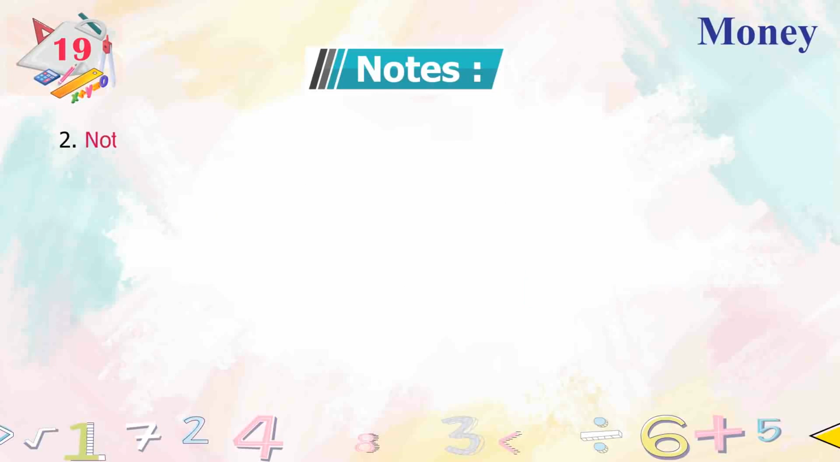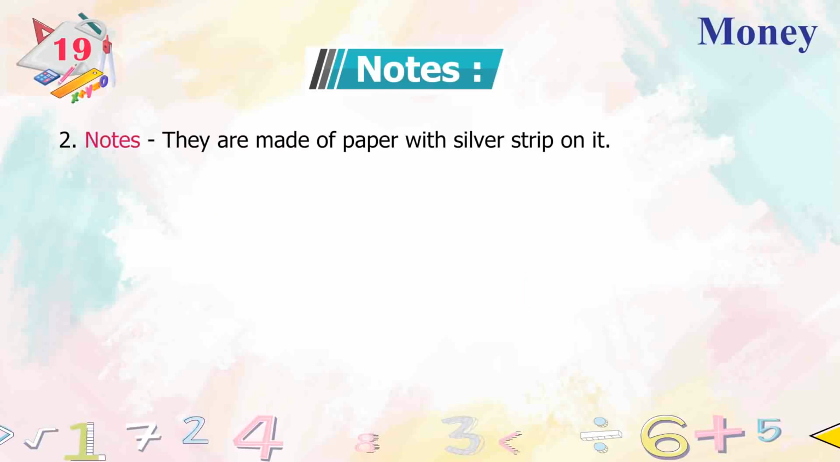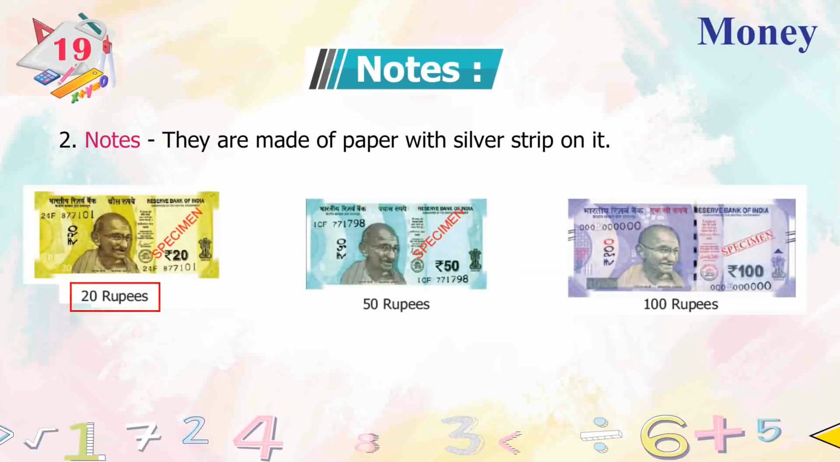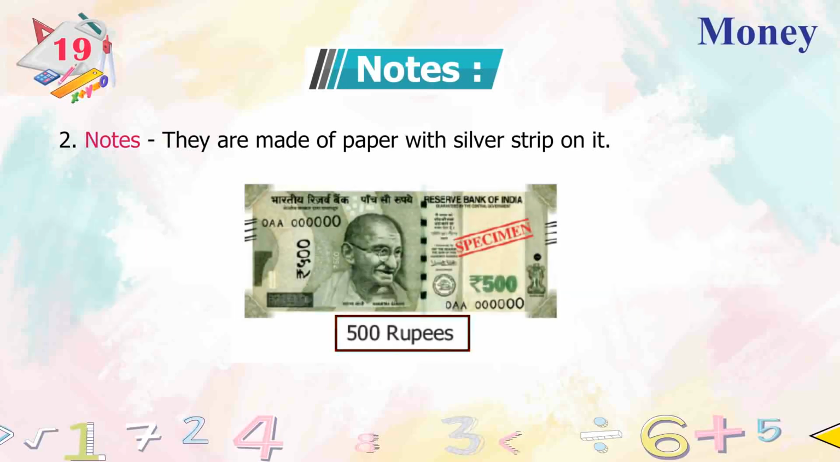Notes. Notes are made of paper with silver strip on it. 1 rupee. 2 rupee. 5 rupee. 10 rupee. 20 rupee. 50 rupee. 100 rupee. 500 rupee.